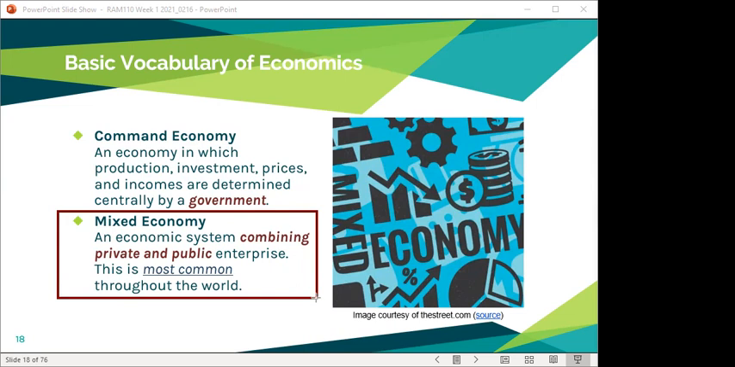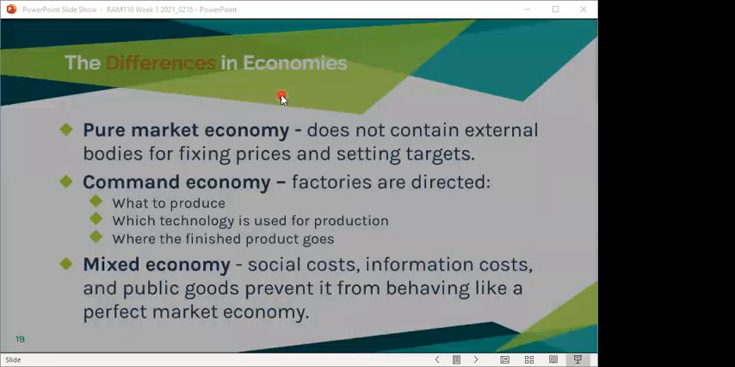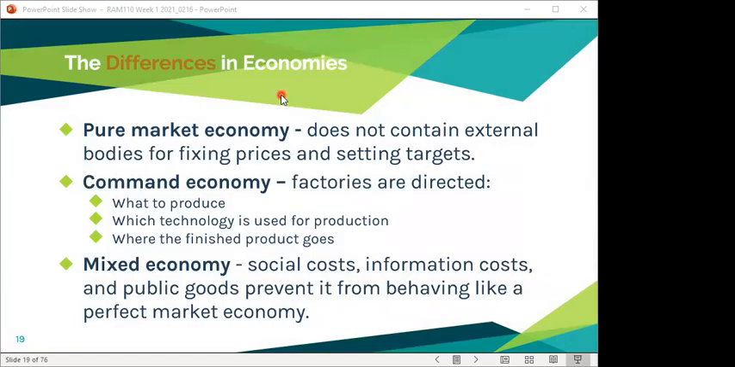So that mixed economy really is the both going on. Both government, some government entities are controlling things, some private entities are controlling things, but really it comes down to a mix of both government entities and the private sector. So some differences just to highlight them.